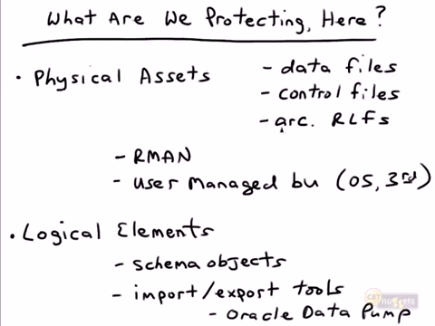Exactly what Oracle assets are we protecting with RMAN? I've broken it down again along physical and logical boundaries. Our physical assets that we're protecting with Oracle RMAN are, of course, our data files, where the main corpus of our business data exists, our control files, which are small binary files. Again, we don't need to define it. We just know that the instance and the database are going nowhere unless we have at least one valid control file. And we're also protecting our archived redo log files.